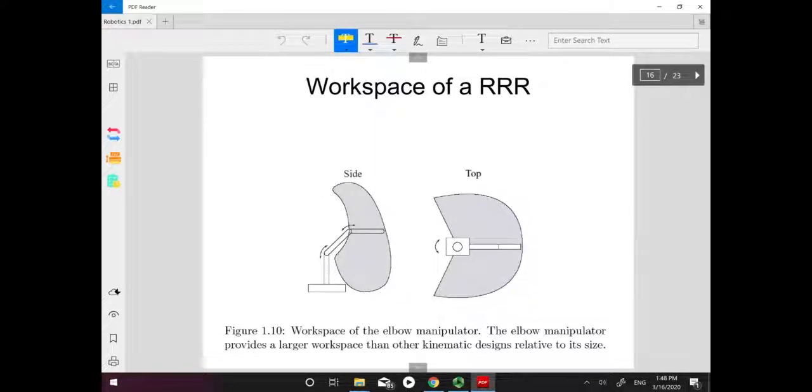For example, these 2 figures show the side view and the top view of a workspace of an RRR, which means a 3 revolute joint manipulator. If we take a look at the side view, here we have the base, and here we have one link, and a revolute joint. If we think about the space swept by the end effector, this is the space. And from the top view, we can see that these are the spaces that the robot can achieve.